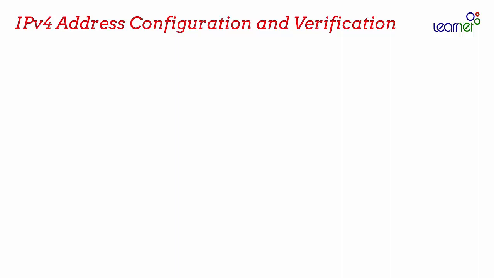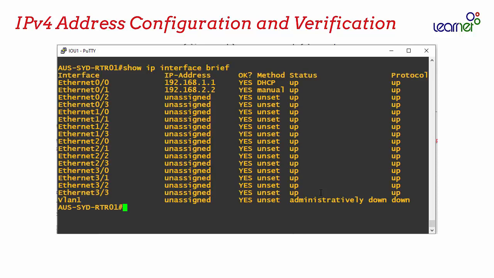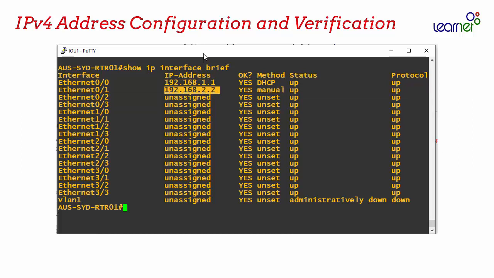To verify our configured IP address, I would suggest two commands. First, show IP interface brief, which shows us all available interfaces and their IP settings. As you can see, interface Ethernet 0/0 is in DHCP mode and it obtained 192.168.1.1 from the DHCP server. And interface Ethernet 0/1 is in manual mode and it has 192.168.2.2 as the IP address.